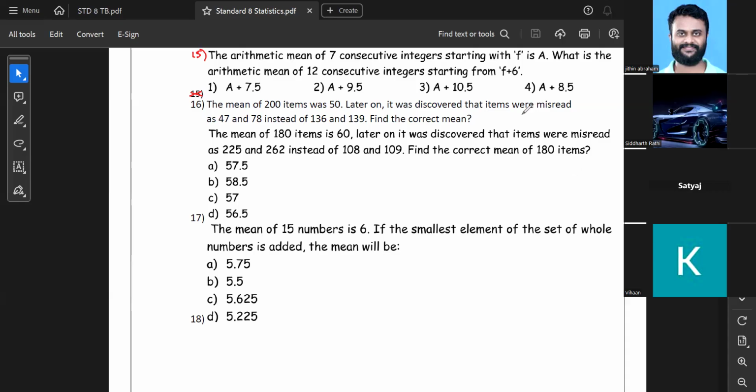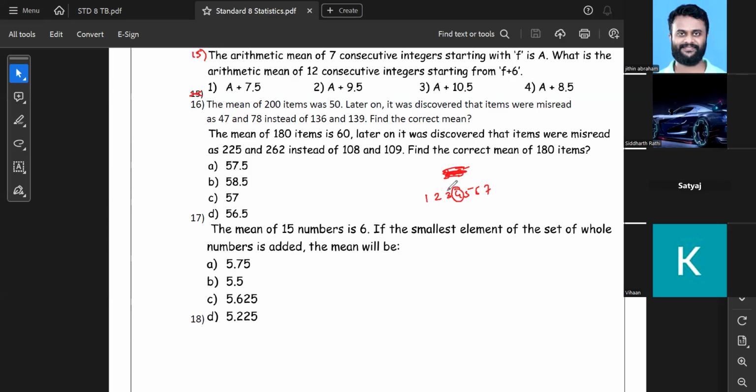So for 7 consecutive integers, the arithmetic mean is a. Logically speaking, the mean is basically the midpoint. For 7 integers, the midpoint will be at, like 1, 2, 3, 4, 5, 6, 7, oh sorry, my bad, not 3.5. 4 will be the midpoint.